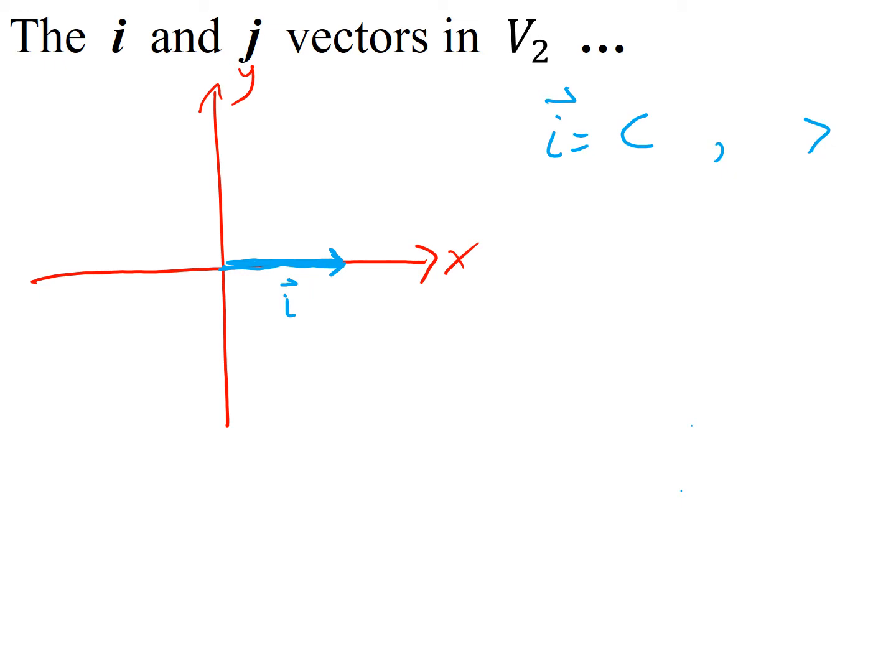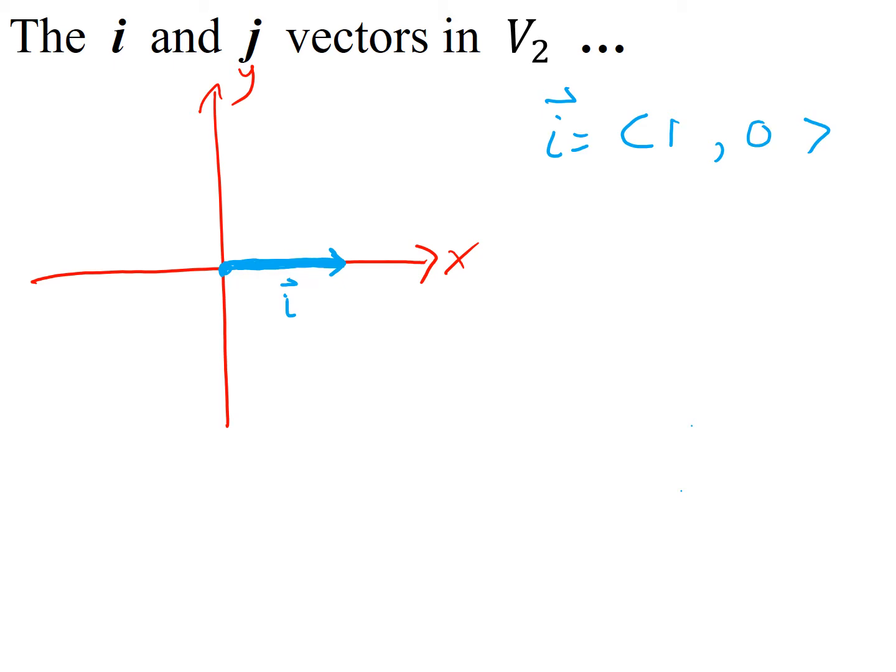If you're trying to figure out what the components are, you start at where the start of the vector is, so it starts at the origin. Then we move how much in the x direction. We're moving 1 in the x direction because it has length 1. That means this is a 1. And then we don't move at all in the y direction to get to the head of the vector. So that means this is a 0.